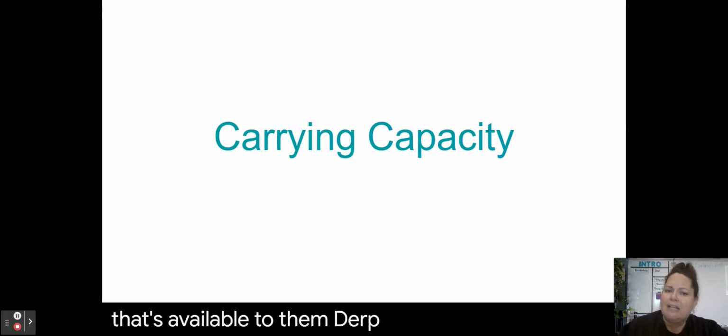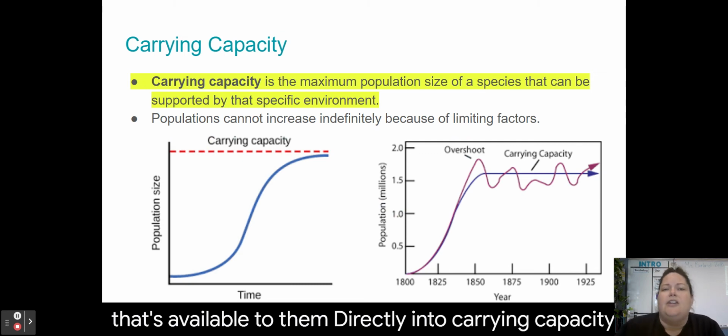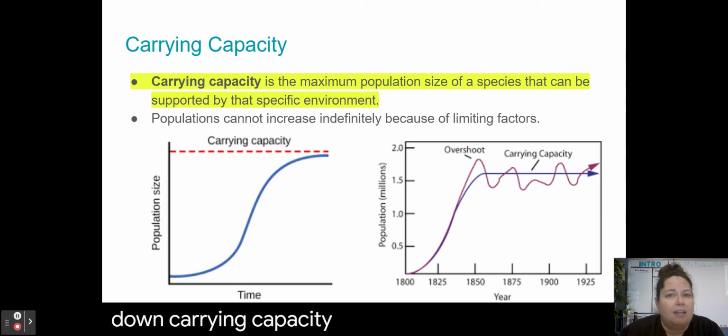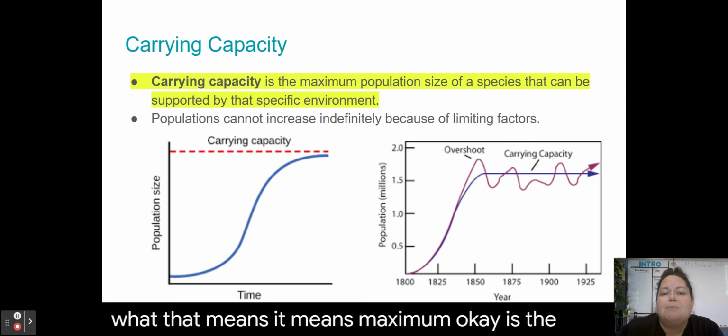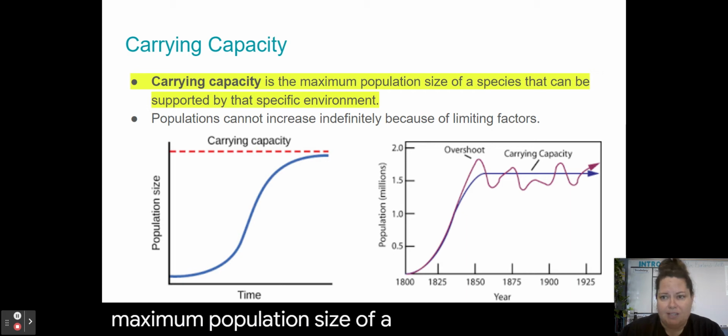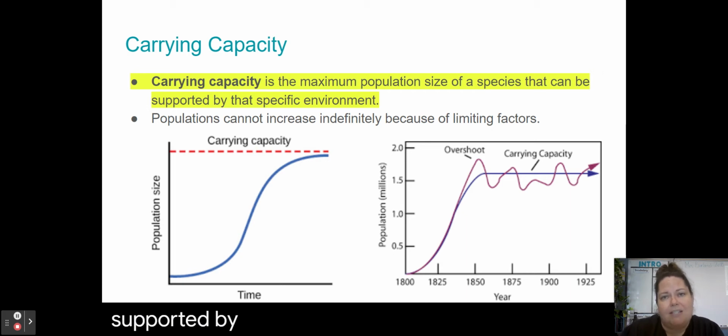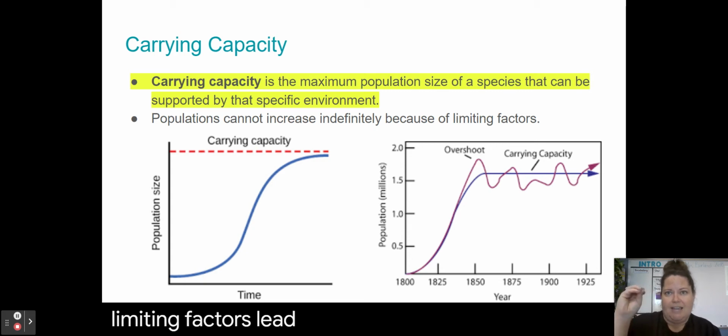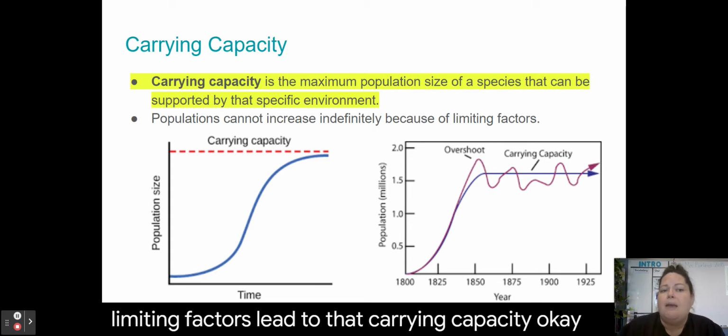All right, that leads us directly into carrying capacity. Here's the definition for that one, so write this one down. Carrying capacity, again, capacity, think about what that means. It means maximum. Carrying capacity is the maximum population size of a species that can be supported by that specific environment. So those limiting factors lead to that carrying capacity, okay?